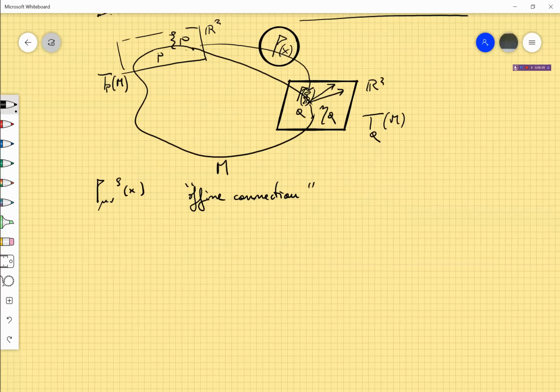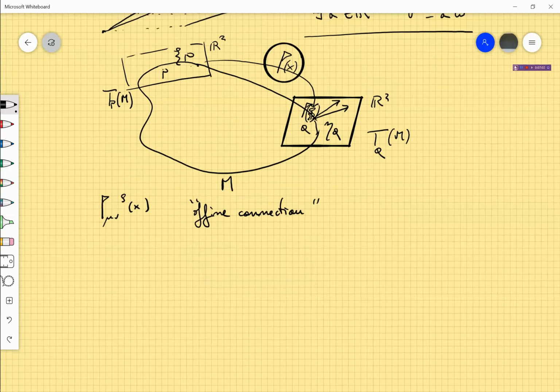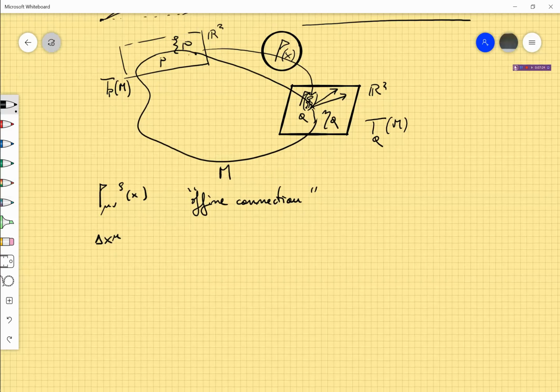Okay, so now suppose that this Q is really a point which is infinitesimally close to P. Okay, so we have delta x mu. P and Q belong to the same coordinate patch. I will not draw it because it will become a mess. So consider these points P and Q very close one to each other and belonging to the same coordinate patch, so I can compute this difference between the coordinates of one and the other, and at some point it will be just infinitesimal.